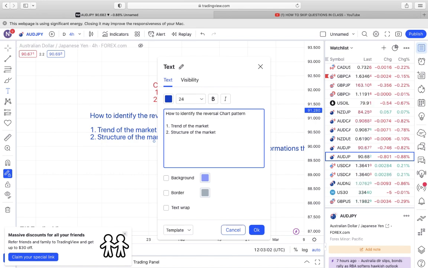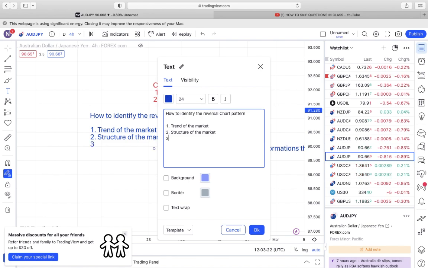The structure of the market, for the people who don't know, is what the market is forming. Is it head and shoulders? Is the market forming cup and handle? Is the market forming higher-high and lower-low? What is the market forming?